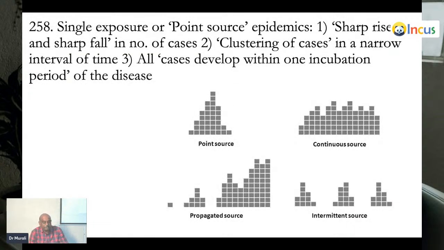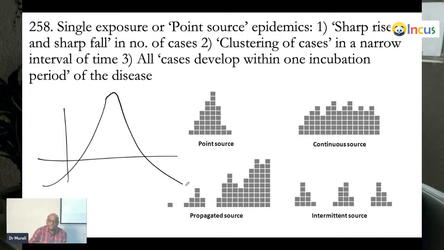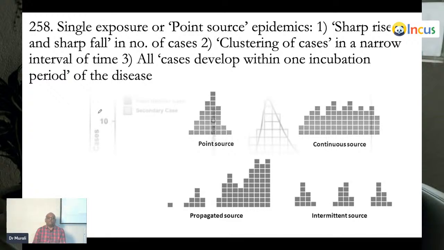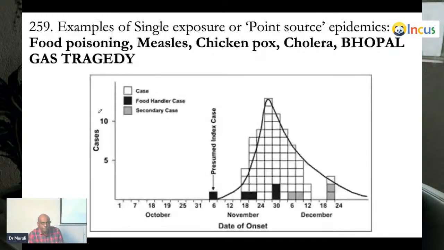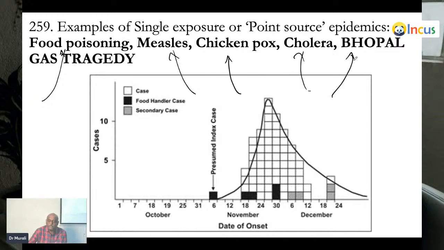Now, if you take the point source epidemics, how do you describe them? There is a sharp rise, sharp fall, clustering of the cases within a narrow interval of time, and all cases develop within one incubation period of time. That signifies the point source epidemic, as we have discussed earlier. Some examples of point source epidemic: food poisoning, measles, chicken pox, cholera, Bhopal gas tragedy. They're all the classical examples of point source epidemics.